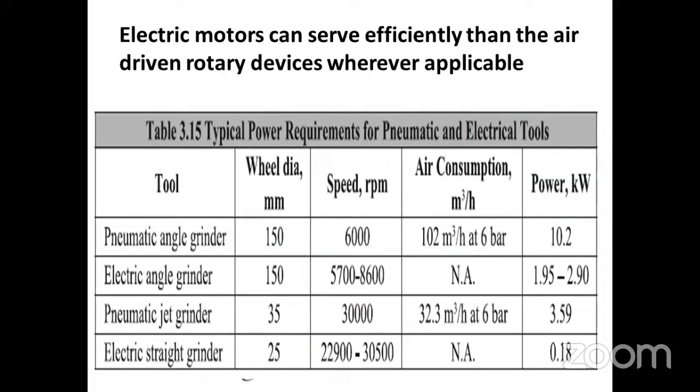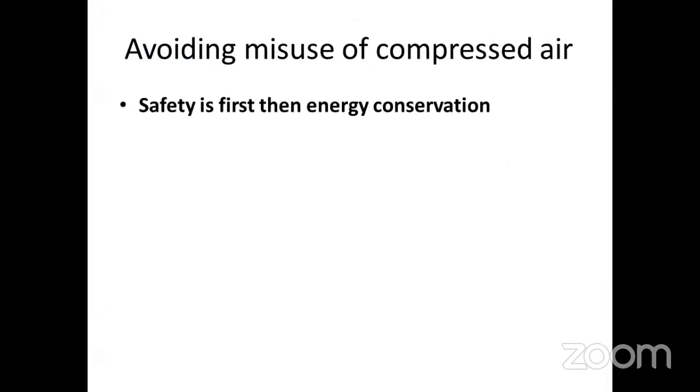Power requirement: a pneumatic angle grinder consumes 10.2 kilowatt, whereas for the same capacity electrical it is 1.95 to 2.9 only. Jet grinder it is 3.59. For electric, same type of grinder it is 1.18 only. So wherever applicable, we can use electrical grinders. Pneumatic tools should be avoided. But in everything, we need to consider safety first.